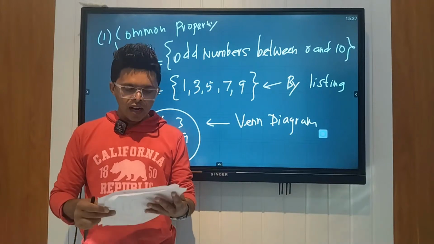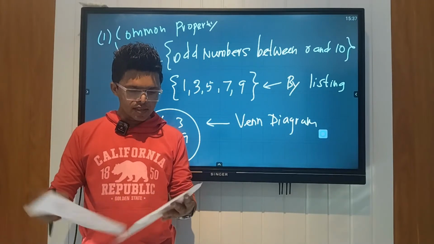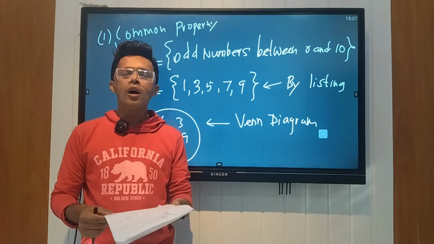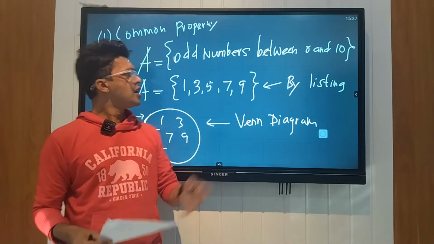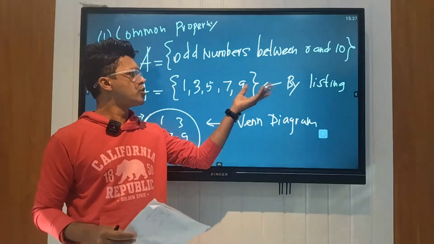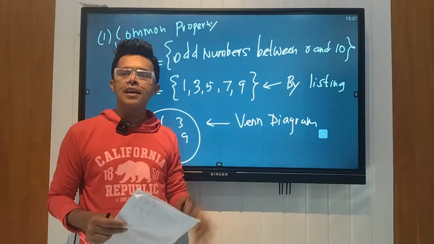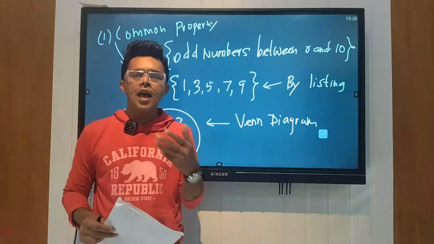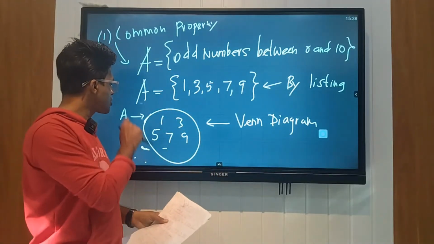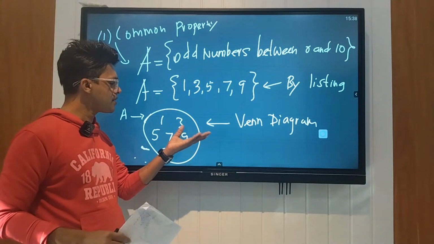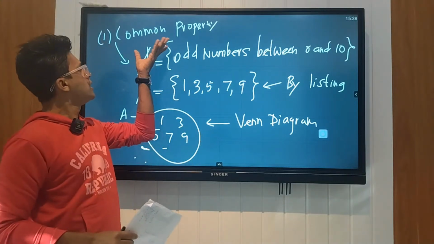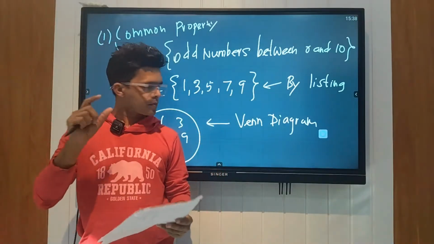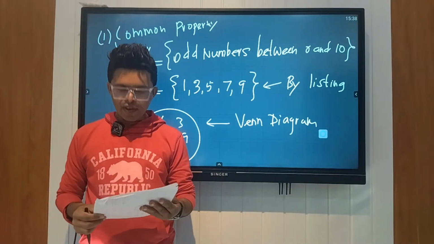Really no need of learning these concepts by heart. Just get an idea about the ways of writing sets. You could mention a common property, and also you could list out the elements, and also the elements are written in a circle, which is a Venn diagram. So there are three ways of writing sets.